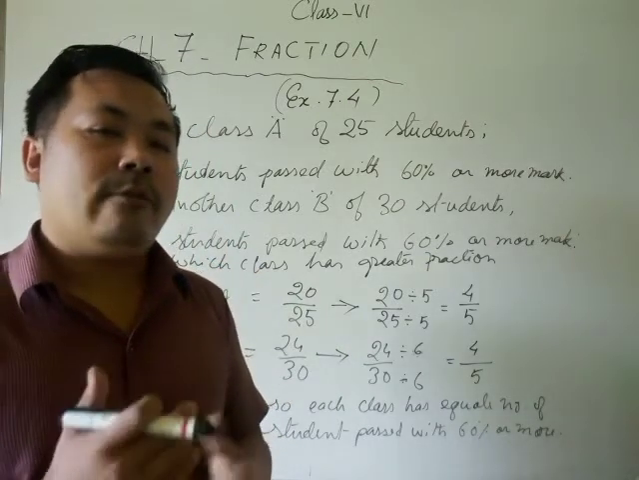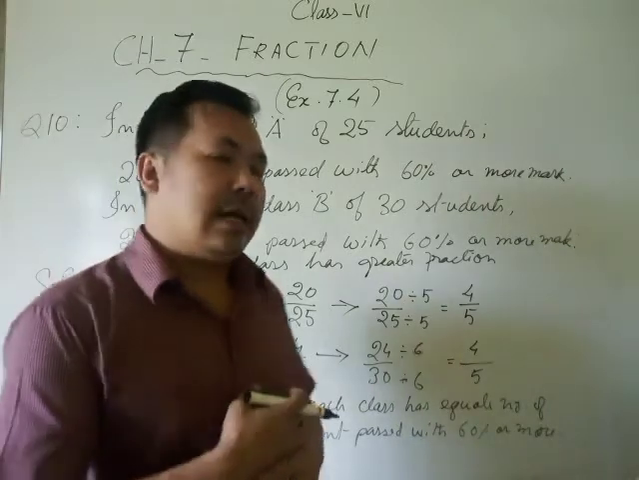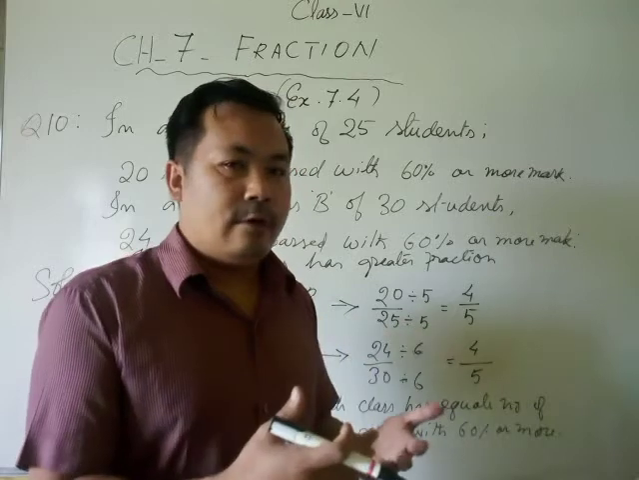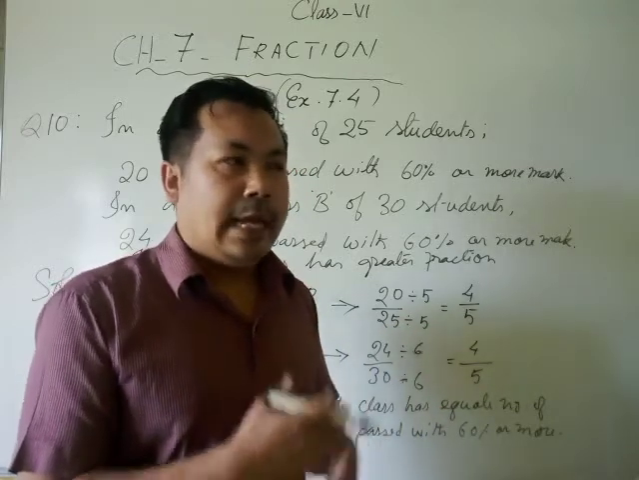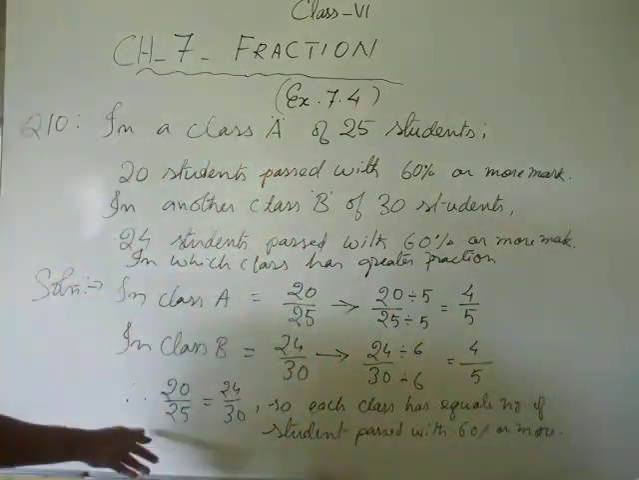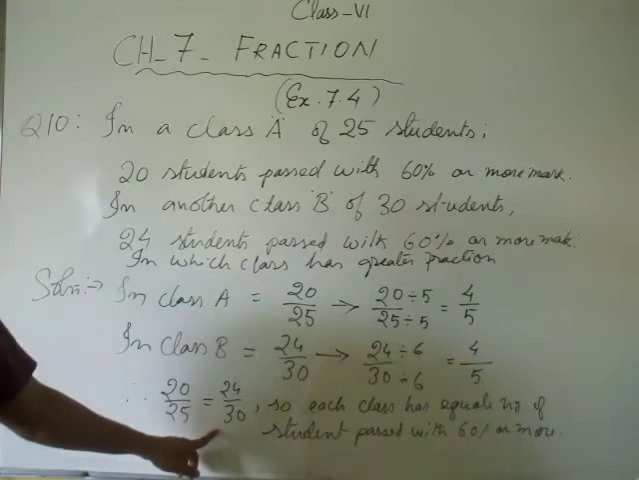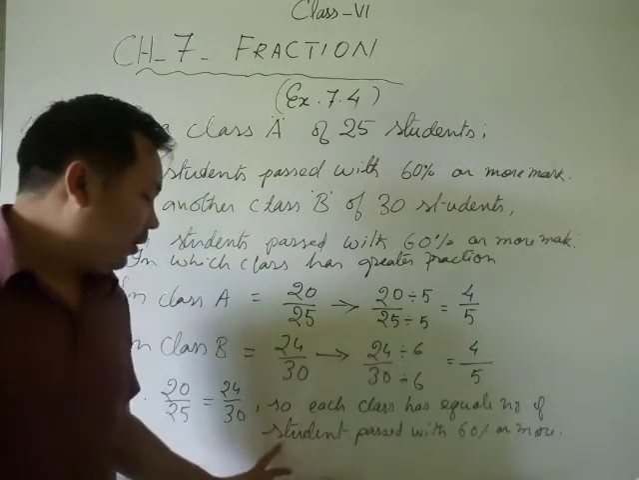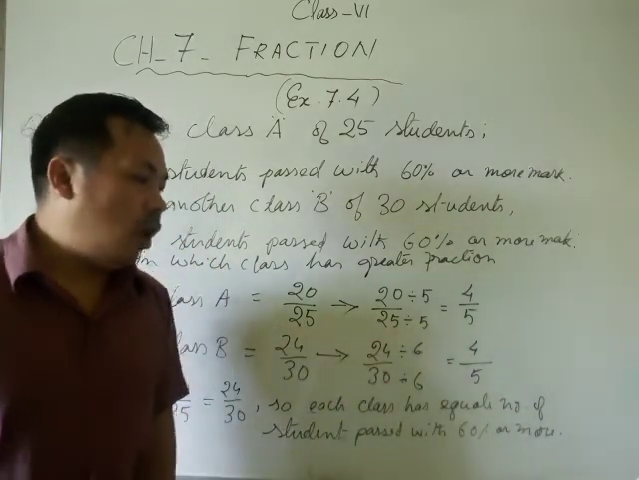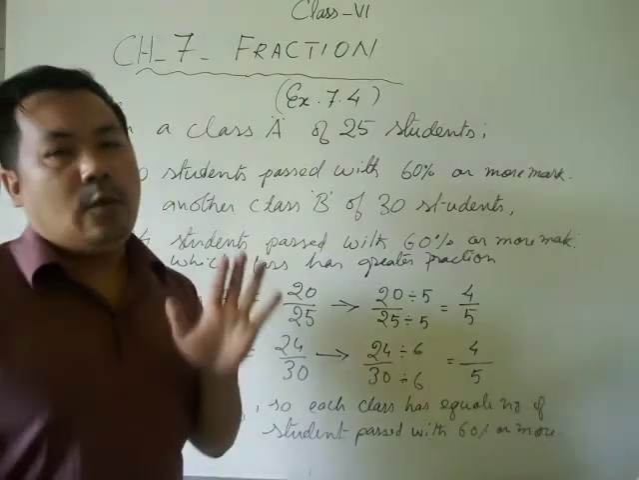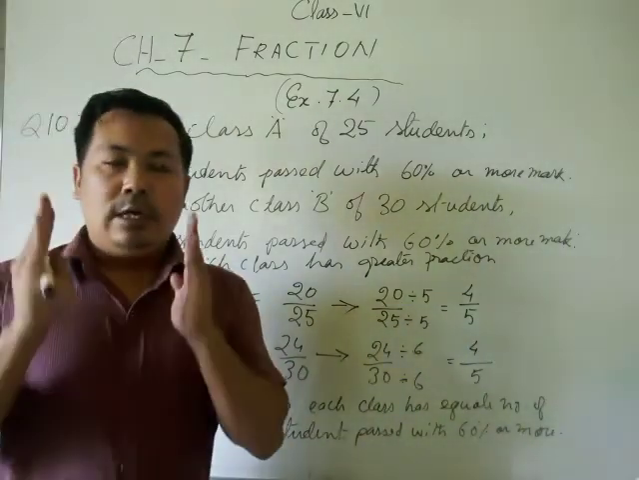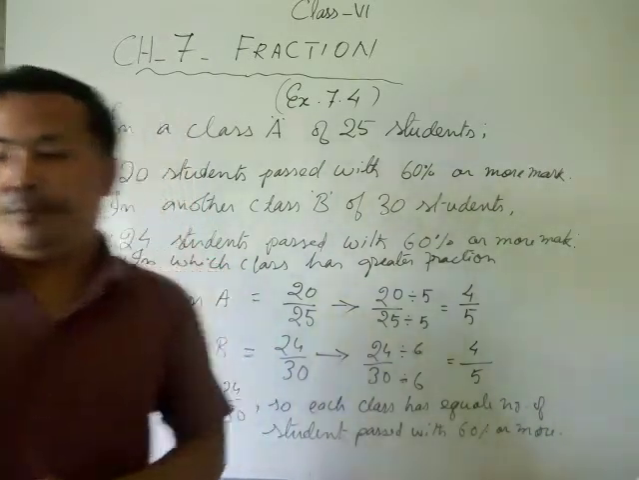They are equivalent fractions. When the fractions have the same simplest form, then the fractions are equivalent fractions. Equivalent fractions means equal fractions. That means they are equal, they are equivalent. So each class has an equal number of students who pass with 60% or more. This is the answer for question number 10. With this, we have completed exercise 7.4. Now let's go to exercise 7.5.